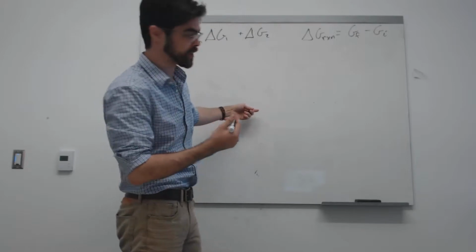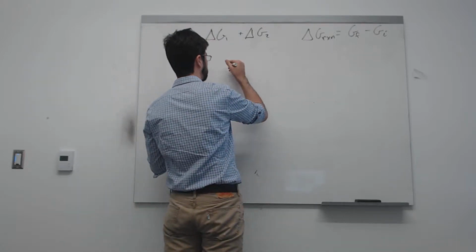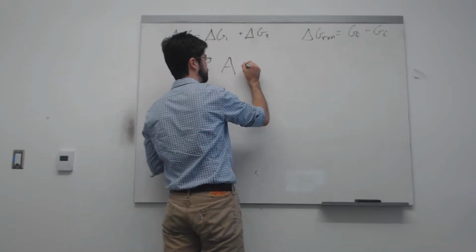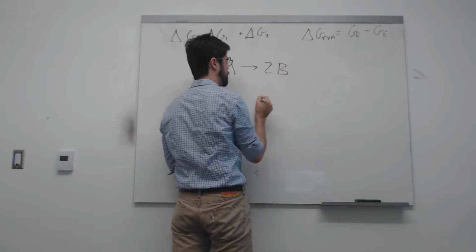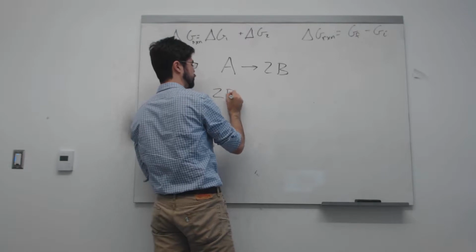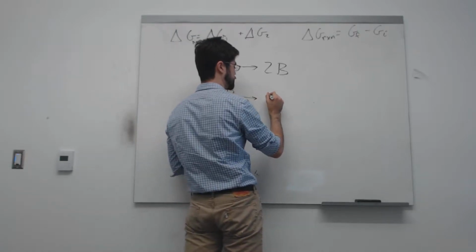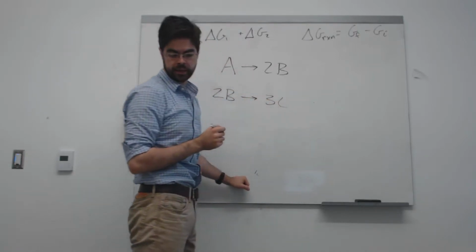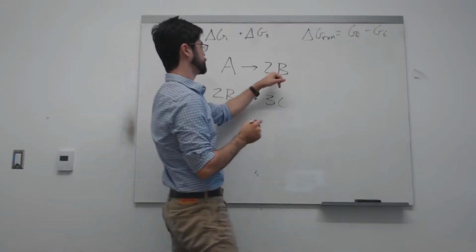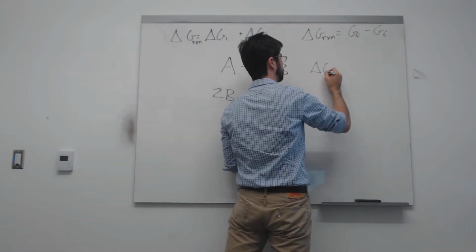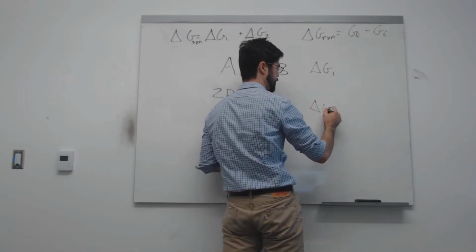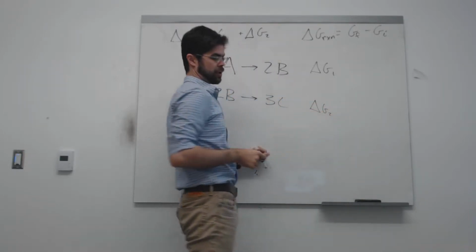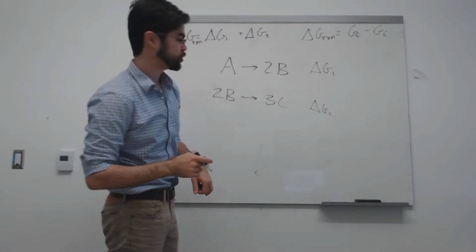So let me show you an example of how this could work. Suppose I have some reaction. A reactant A converts into two B molecules, and then those two B molecules convert into three C molecules. Suppose then that the delta G for the first reaction, I'll call delta G1. The free energy change for the second reaction, I'll just call delta G2.